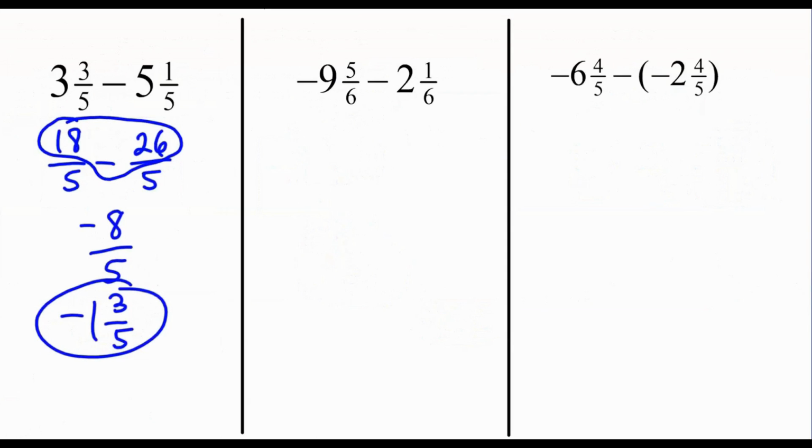Negative 9 5/6 minus 2 1/6. Again, I'm changing these to improper fractions because it's difficult to deal with whole number and fraction parts when there's positives and negatives involved. So we can eliminate that by just changing these to fractions. And 2 1/6 is 13/6. So the numerators here, I have negative 15 minus 13. That's going to, oh, that's not negative 15/6, sorry.